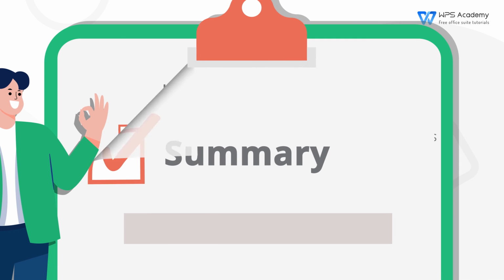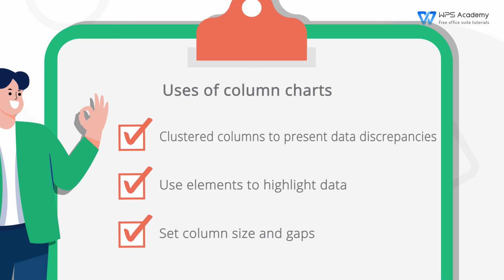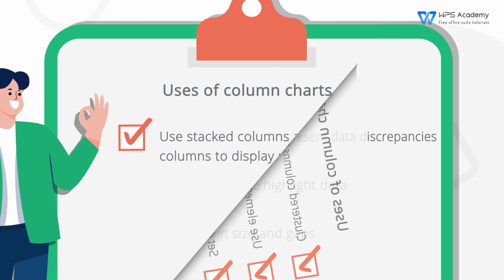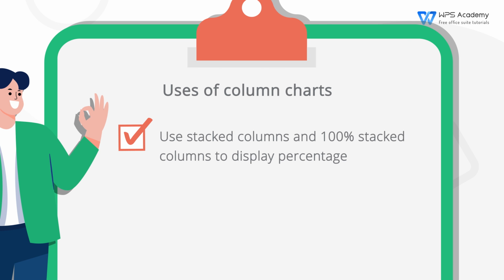Now, we'll review what we've learned today. Clustered columns are one of the most frequently used charts. Data discrepancies are reflected in the height of columns. We can highlight data by setting data labels, trend lines, the starting point of the y-axis, and other methods. We can set column size and gaps at series overlap and gap width. Stacked columns and 100% stacked columns can better display data percentage. They can clearly show the containment relationship for categories.